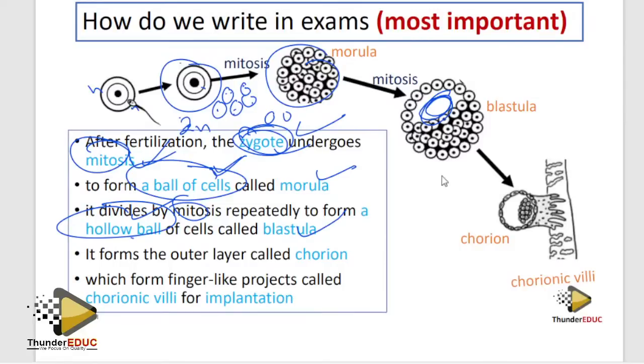Anyway, to form outer layer called chorion. Chorion. The outer layer. This outer layer is called chorion. You remember, sometimes they ask you that the outer layer of the baby, how do you call it? It's chorion. Because they said it here. It's called chorion, which forms finger-like projection.